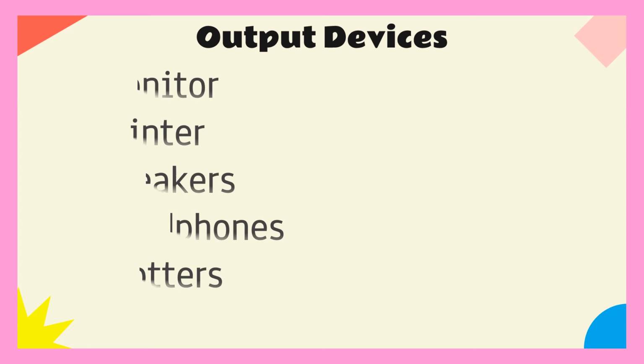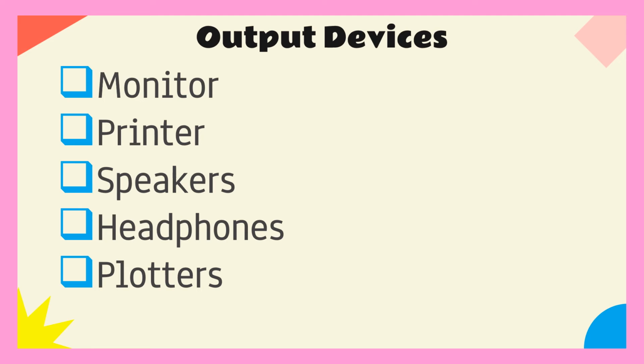There are different types of output devices, for example, monitors, printers, speakers, headphones, and plotters. These devices help you to display the output that you have received after the processing.